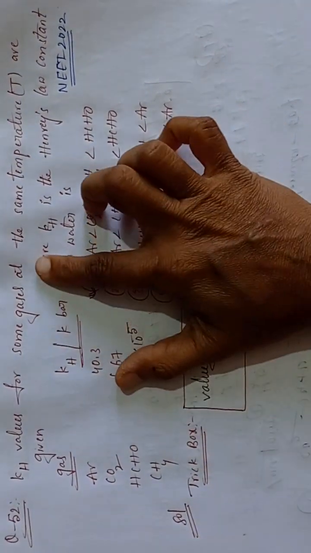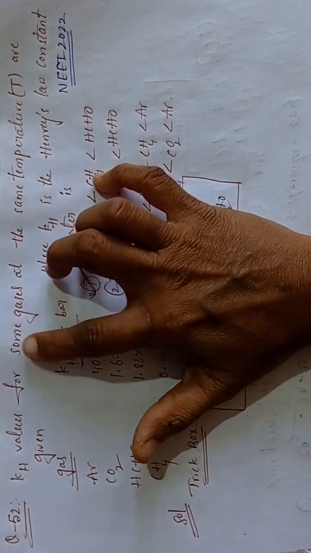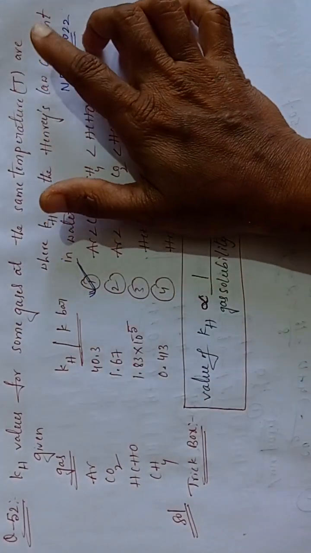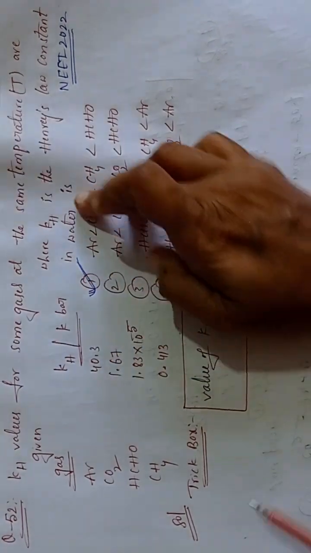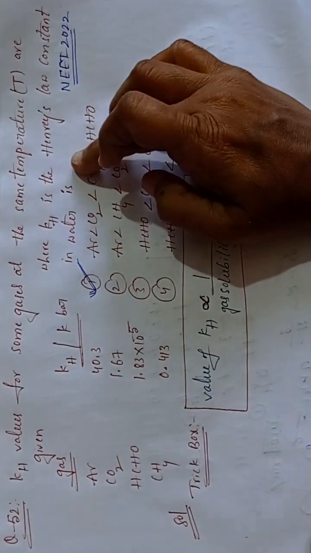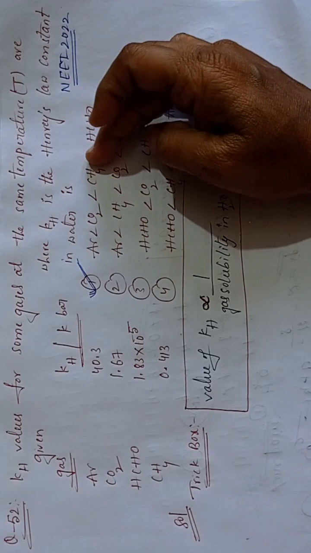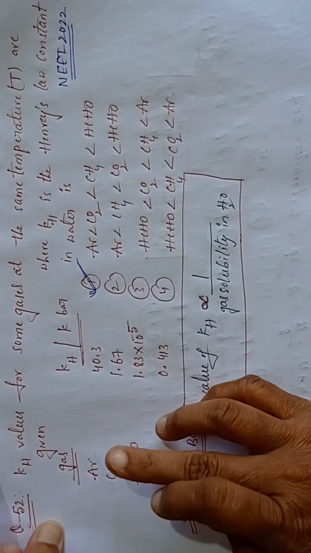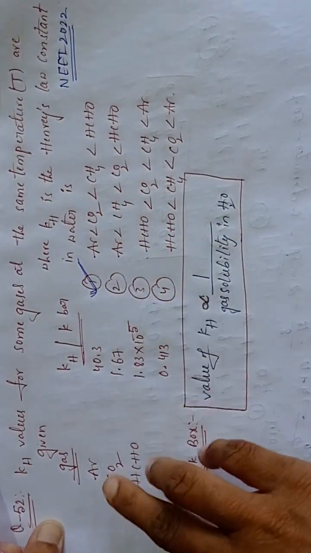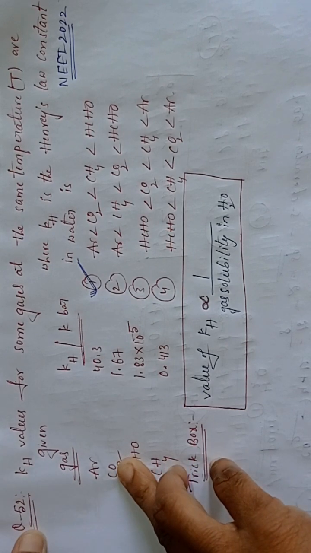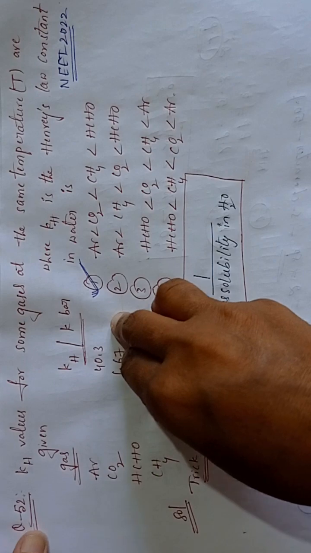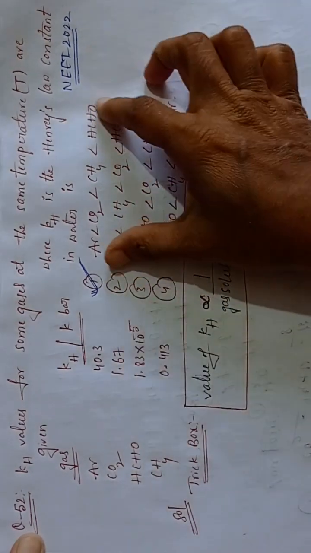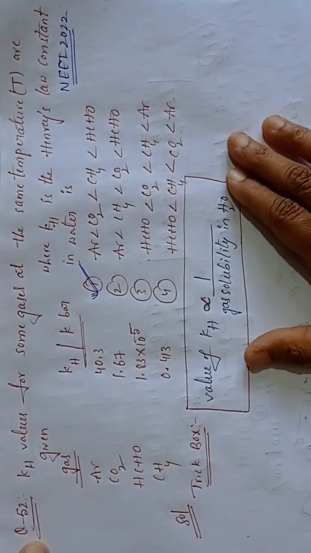KH values for some gases at the same temperature T are given here, students, where KH is the Henry's law constant in water. That means solubility is given, students. These gases are soluble in water. Their solubility values in water, Henry's law constant values, are given. So here 4 options are given, students. Which is the correct answer?